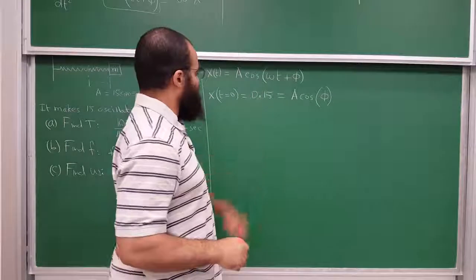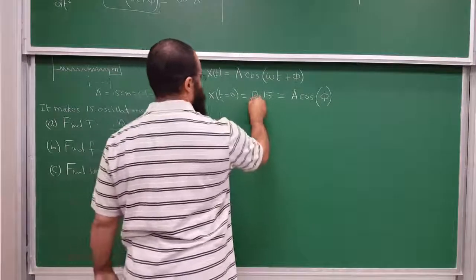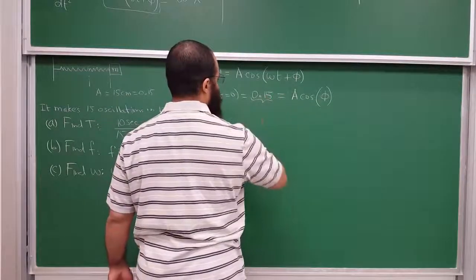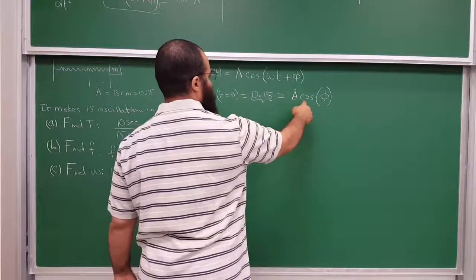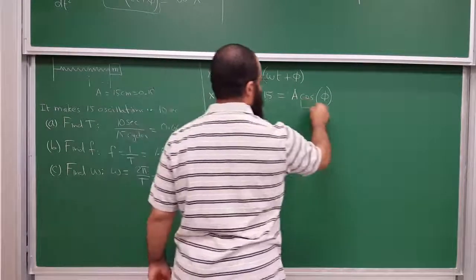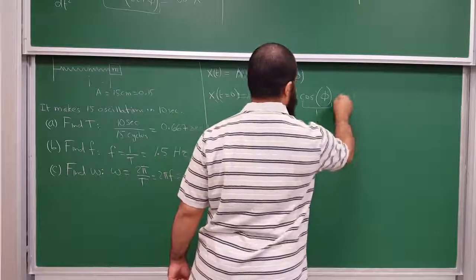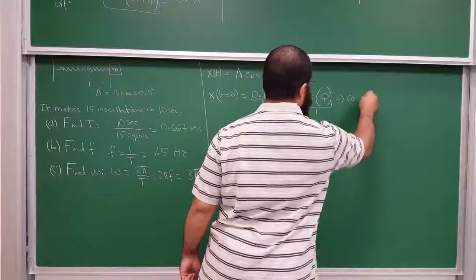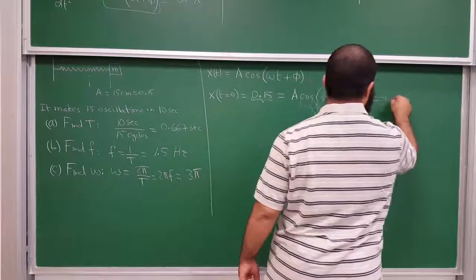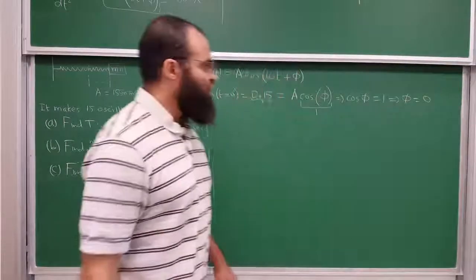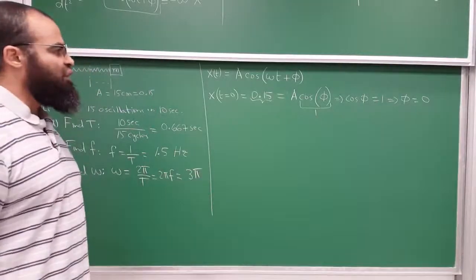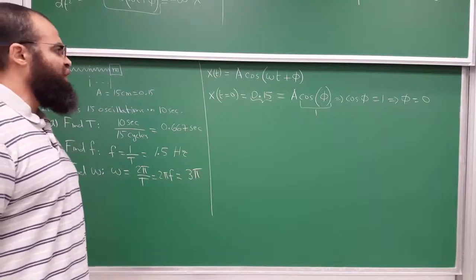But this is the amplitude here. The maximum displacement from equilibrium is the amplitude. So I get A on one side, which equals A times something. It means this thing has to be 1. So cosine of phi is equal to 1, which means phi is equal to 0, because cosine of 0 is 1, or 2 pi, or whatever. So initially, phi is equal to 0.